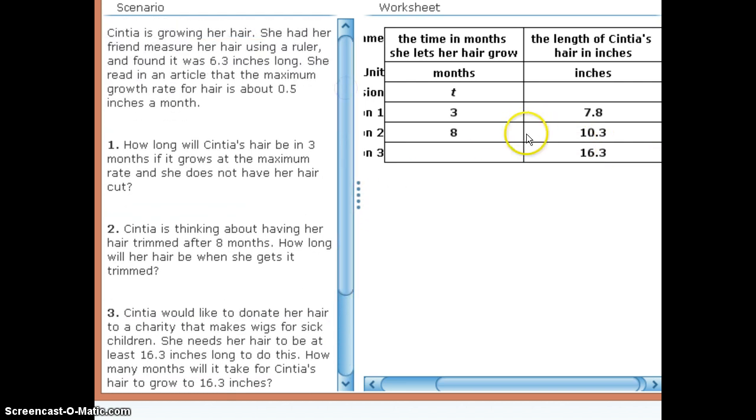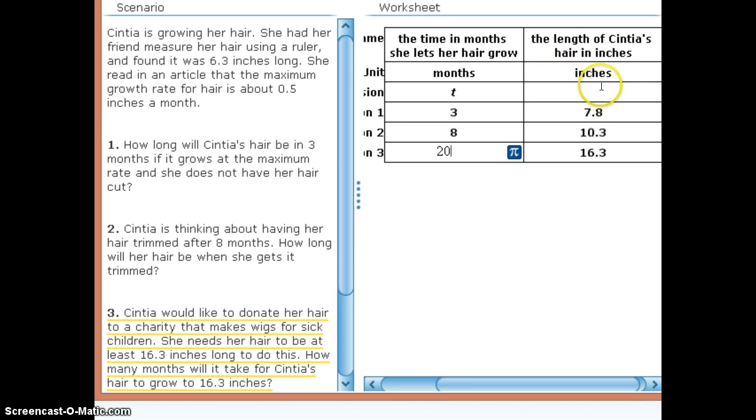Well, for this particular problem, the math isn't so bad. 16.3 minus 6.3 gives me 10. So I know it's grown 10 inches since she started. And then 0.5 is half an inch. So it grows half an inch every 1 month. So a whole inch every 2 months. So 2 months for 1 inch would be 20 months for 10 inches. So it's been 20 months right here. And kind of reason through it.